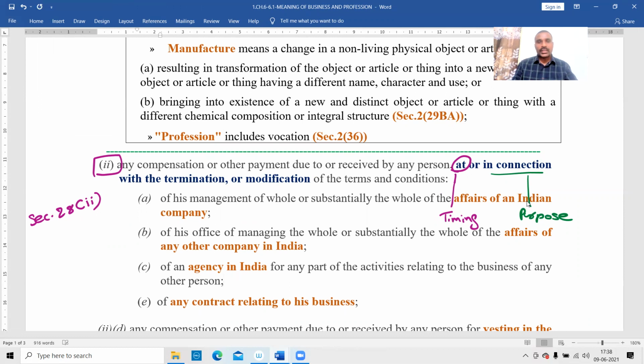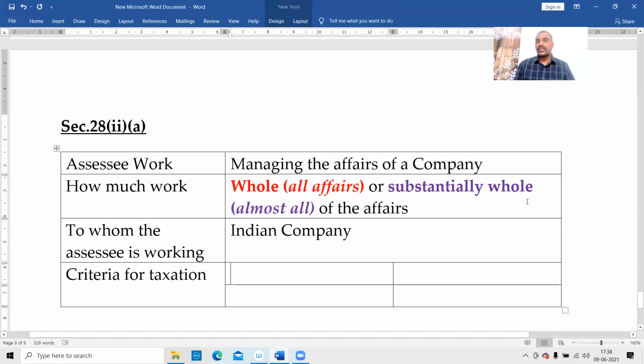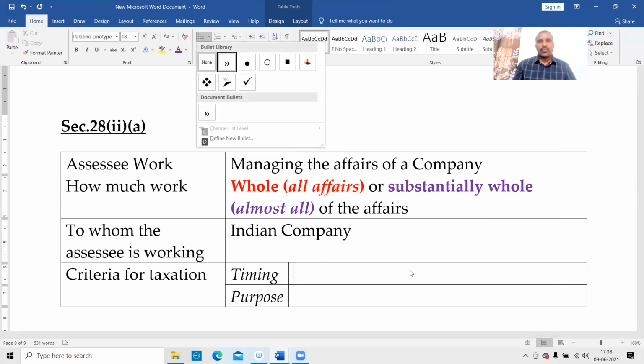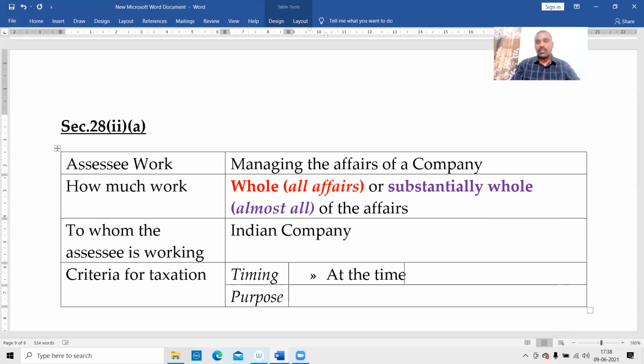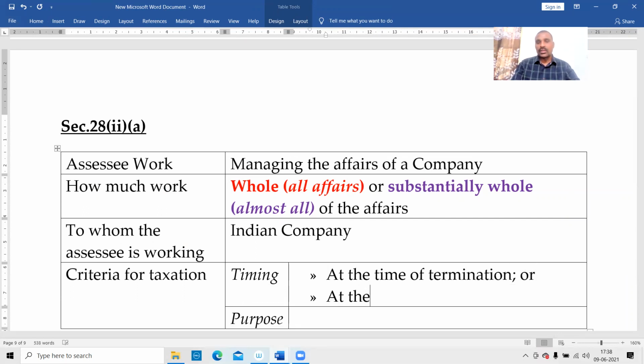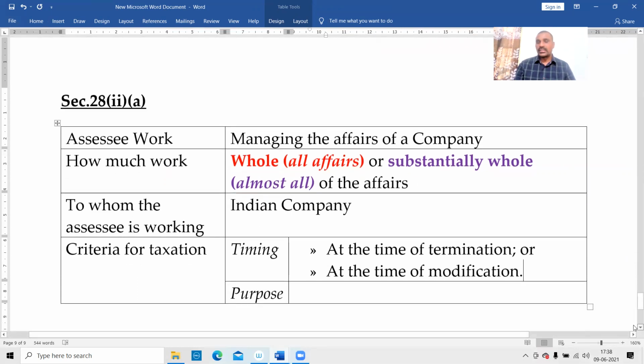So far as the timing is concerned, timing and purpose. Timing of compensation is at the time of termination of the agreement, or at the time of modification of the agreement. At the time of termination or at the time of modification. This is the point.